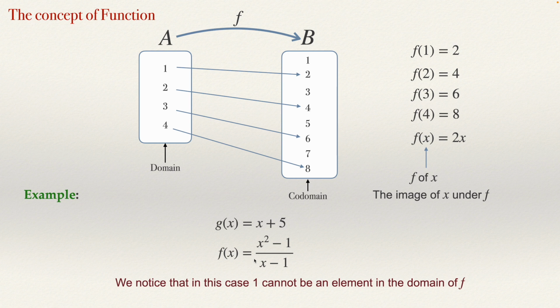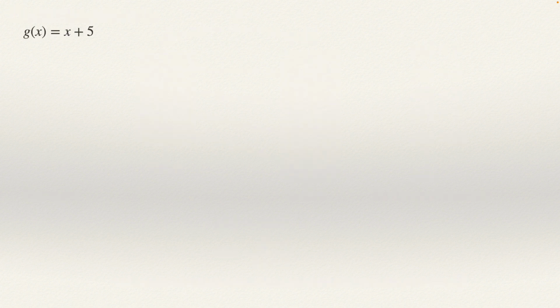Or we say the set of real numbers minus the number 1. So in the case of the function g(x) = x + 5, if we want to find the image of 2, the function says that the image of any element is the same element plus 5. So the image of 2 will be 2 plus 5, and this will be 7. So it means that the function g assigns the number 7 to this number 2.